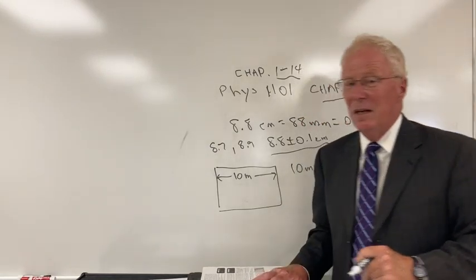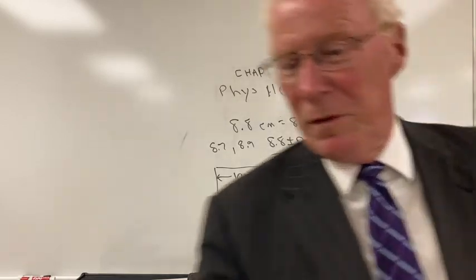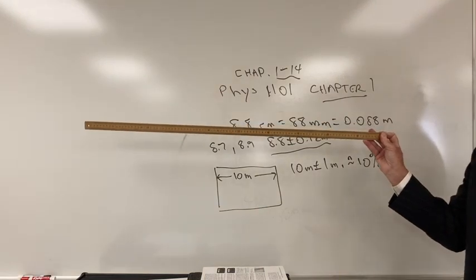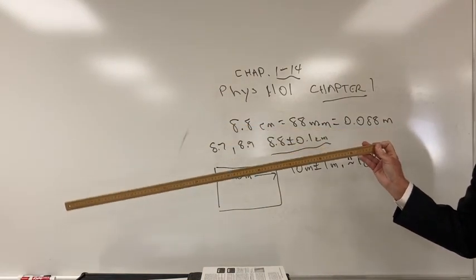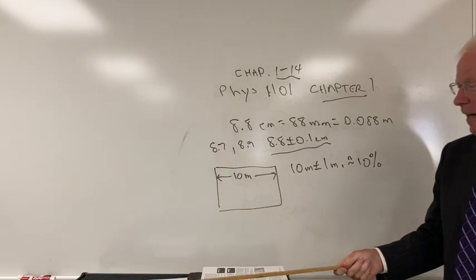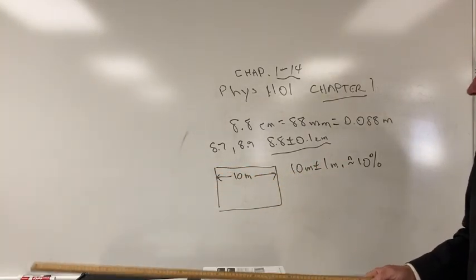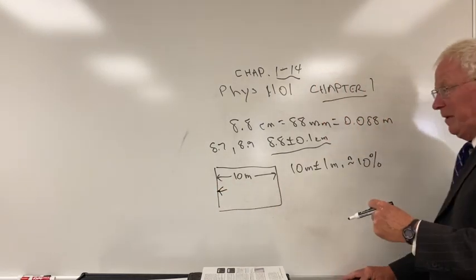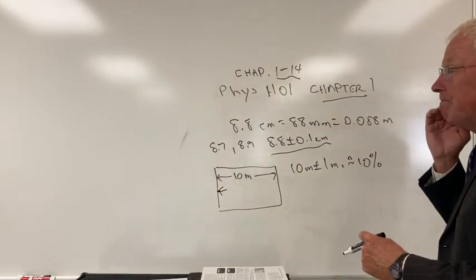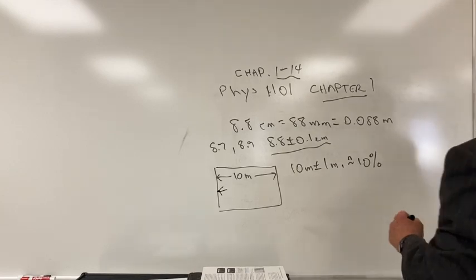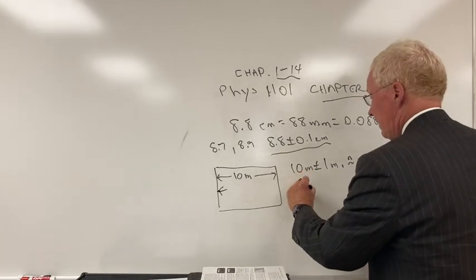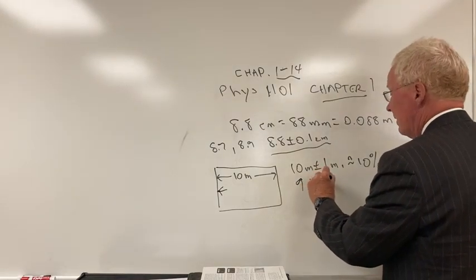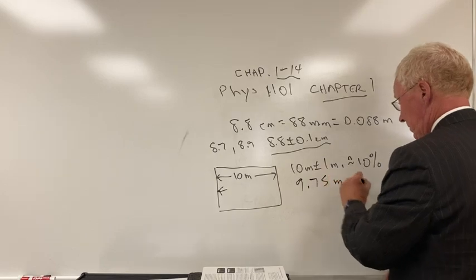If I was to measure this with a meter stick, and I have measured this out, the width of this room using a meter stick turns out to be 9.75 meters.